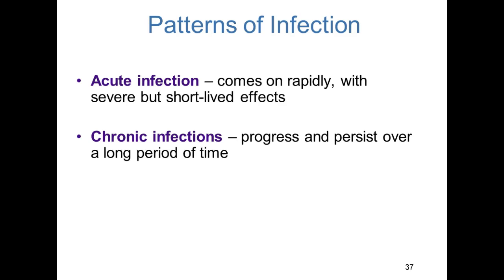An acute infection comes on like gangbusters with severe but short-lived effects, whereas chronic infections progress and persist over a long period of time. An acute infection actually can be followed by a chronic infection. So a person may exhibit the signs and symptoms of an acute infection, and then the microbe might become established, for example, in tuberculosis or in hepatitis B.